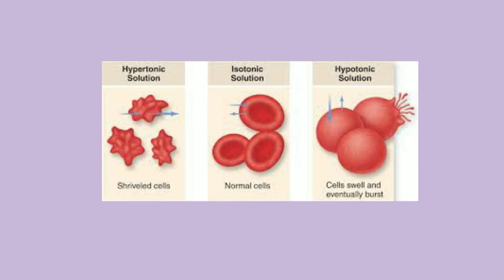The diagram here shows a red blood cell in a hypertonic, an isotonic, and a hypotonic solution. You can see how the concentration of water inside and outside the cell affects the cell's survival. You want your cells to be isotonic because if a cell is either hypertonic or hypotonic, they will most likely die.